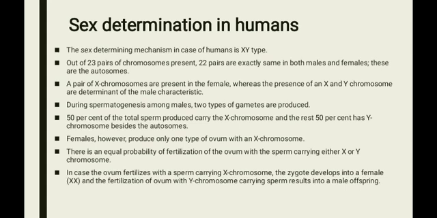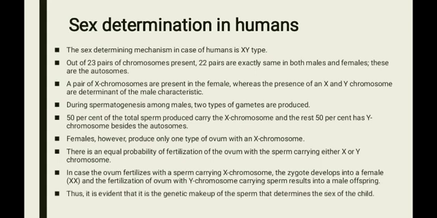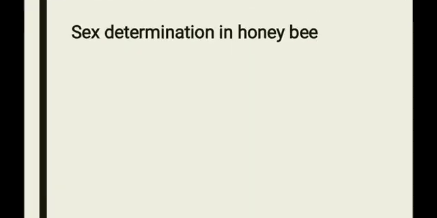And fertilization of the ovum with a Y chromosome carrying sperm results in a male offspring, that is XY. Thus, it is evident that it is the genetic makeup of the sperm that determines the sex of the child. Next is a very important one, sex determination in a honeybee.